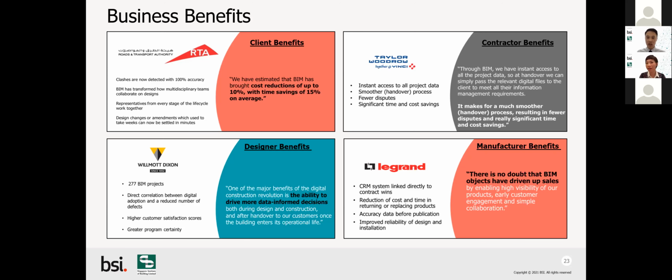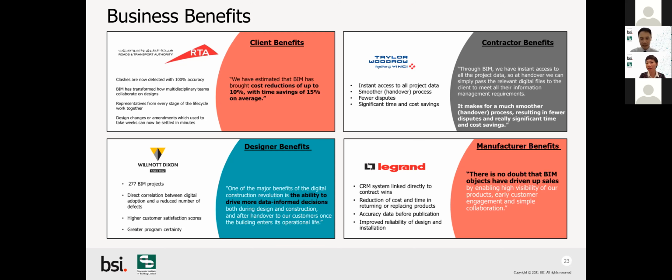On the top right, for contractors, one of the key things that Taylor Woodrow in the UK found was that the handover process became much easier. Why? Because with BIM implementation, all information and data were collected from day one right down to handing over. So during the handover stage, they found it was much easier compared to without BIM. This really helped them have a good handover process with their clients.